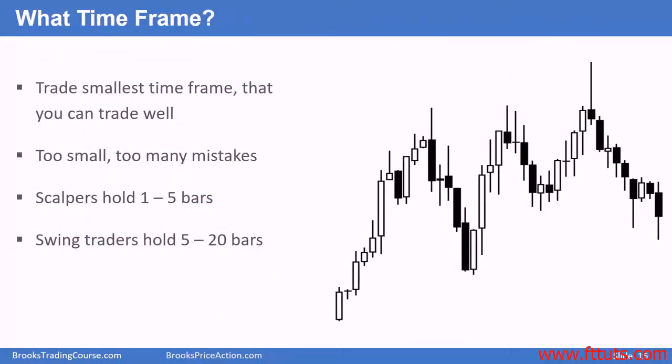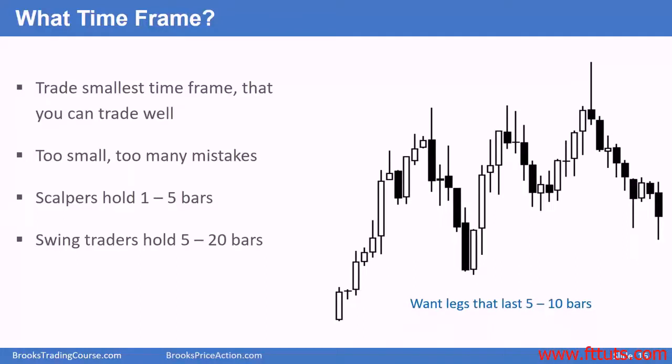Now, in terms of time frames, a good way to look at it is simply trade the smallest time frame that you can trade consistently profitably. Again, if you go to a time frame that's too small, you'll make too many mistakes. If you're a scalper, you're only going to hold on to your trade for 1 bar, 2 bars, maybe 5 bars. If you're a swing trader, you're going to hold on to your trade for a lot longer, 10 bars, 20 bars, 30 bars.